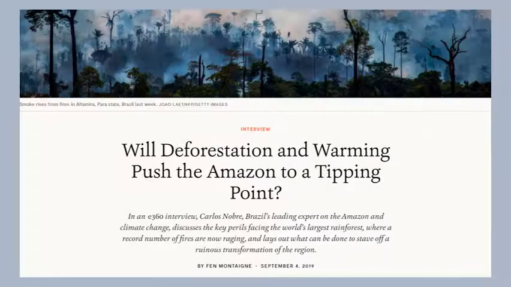And then the other thing I've asked you to read is an interview with an expert on the Amazon. The article is called Will Deforestation and Warming Push the Amazon to a Tipping Point? This talks more about a big rainforest and how climate change and other problems are threatening the rainforest, but then in turn, because the rainforest has such an important role for regulating climate around the planet, if the forest itself gets harmed, that causes a whole cascade of other changes.